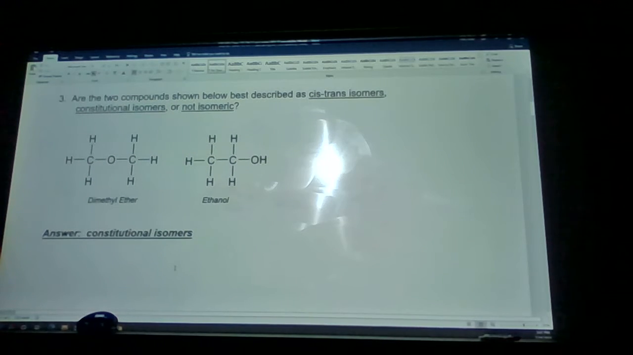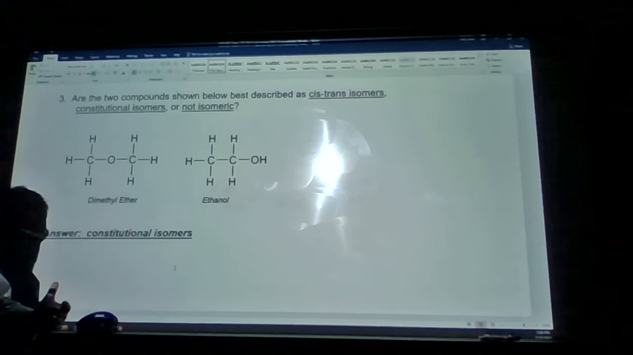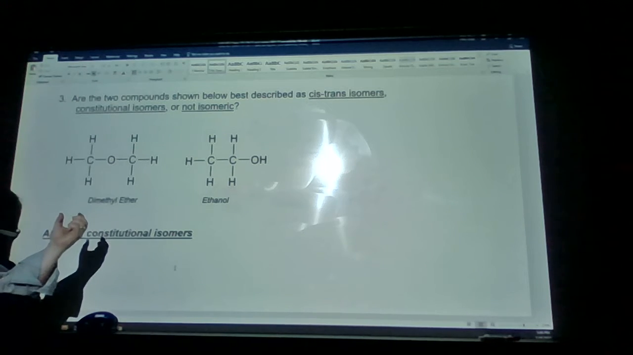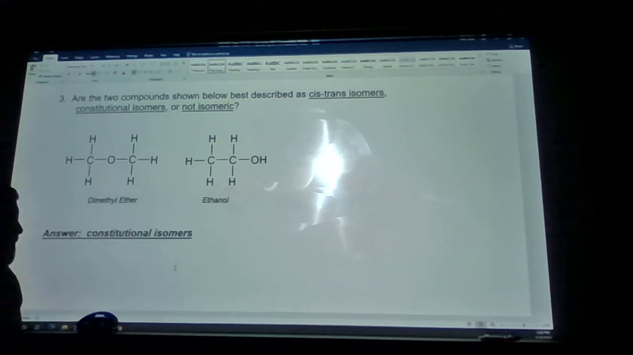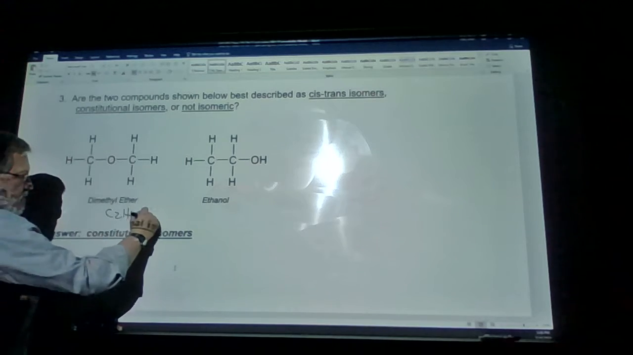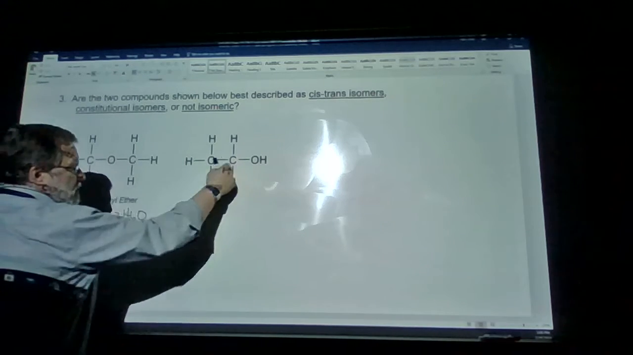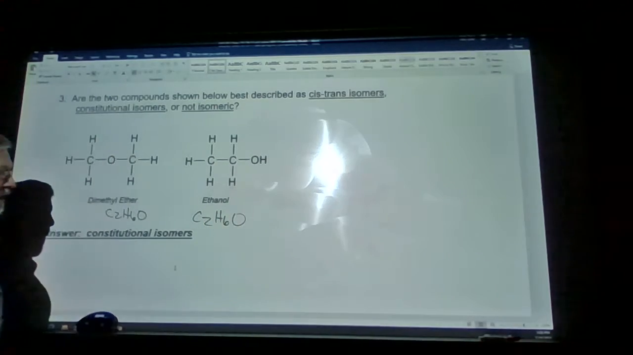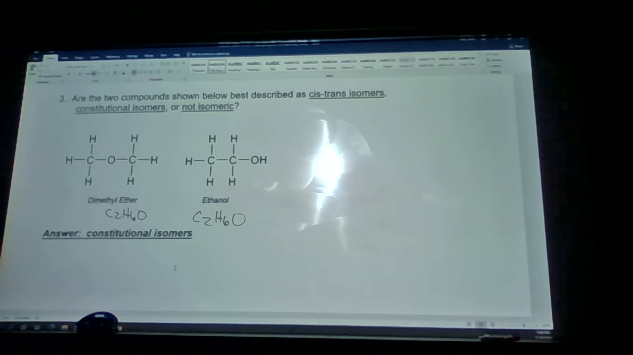Number 3, are the two compounds shown below cis-trans isomers, constitutional isomers, or non-isomers of one another? A couple of things we have to understand. Isomers are compounds that have the same molecular formula but differing connectivity. So what's the molecular formula here? C2H6O. What's the molecular formula here? C2, 1, 2, 3, 4, 5, 6, H6O.